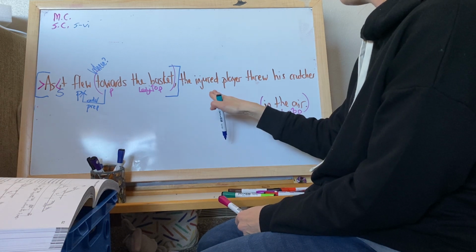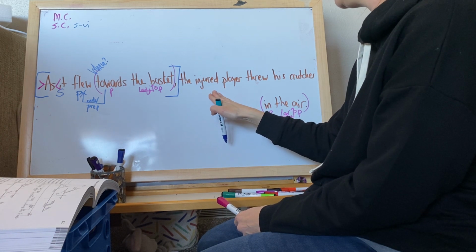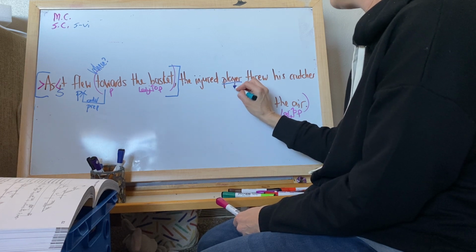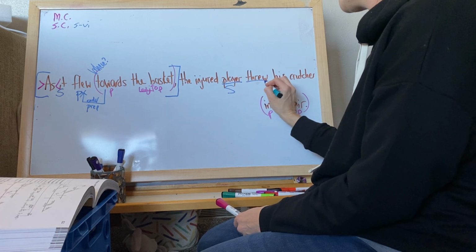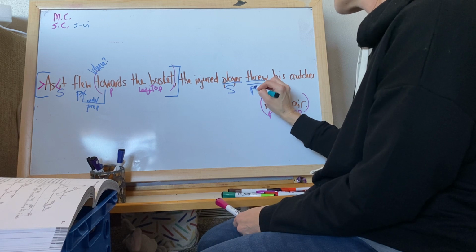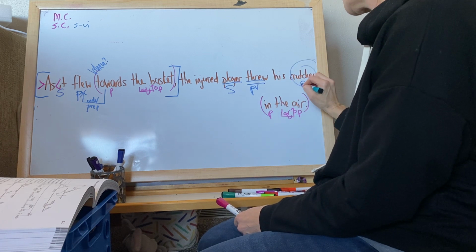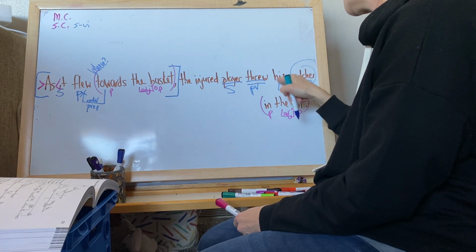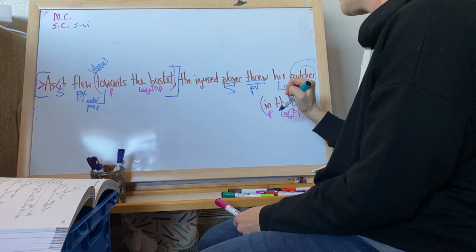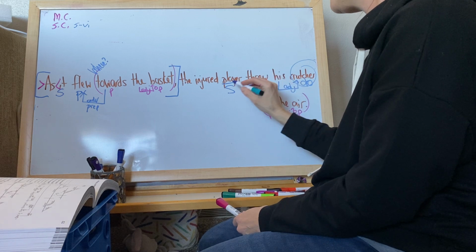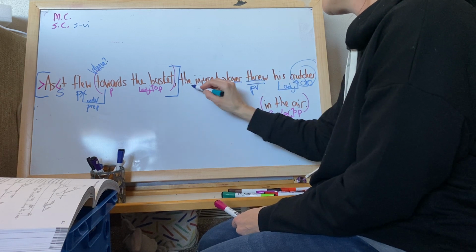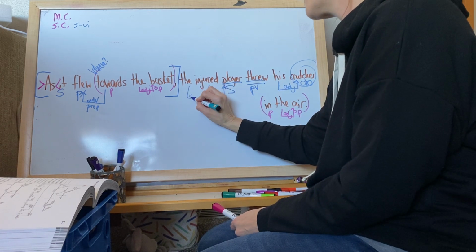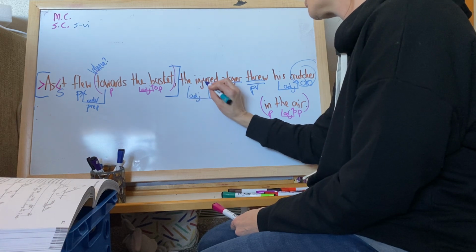Okay, the main clause is telling us that the player did what? Threw. He threw who? Threw what? Crutches. Whose crutches? His crutches, a possessive pronoun. Where did he throw them? In the air. Which player? The injured player. We have an article and a descriptive adjective.